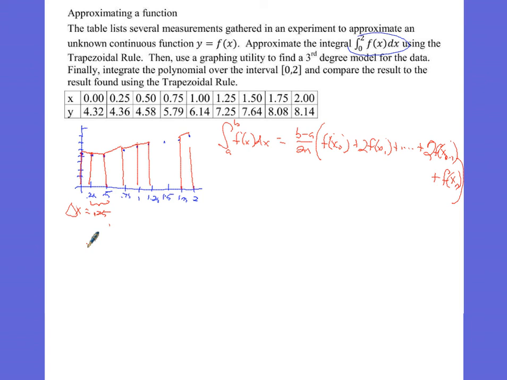What else do we need to know? We have b minus a over n. Do we need to know the number of trapezoids that we have? We already know delta x. But how many trapezoids do we have? This is worth noting. How many trapezoids would we have here?